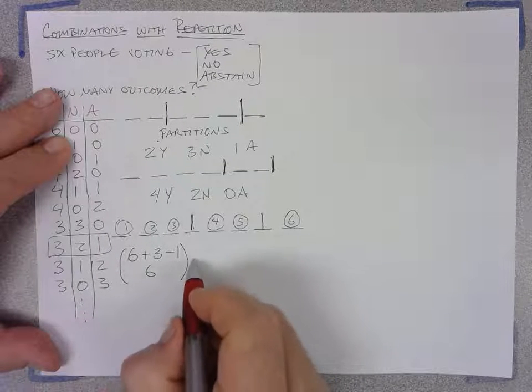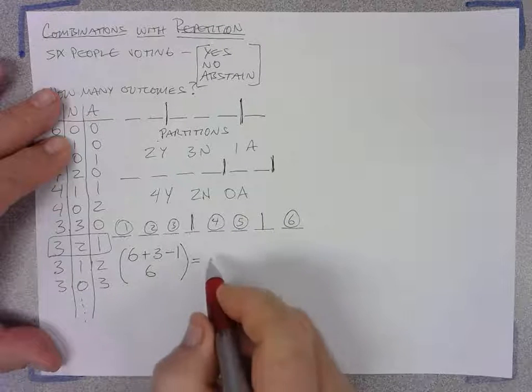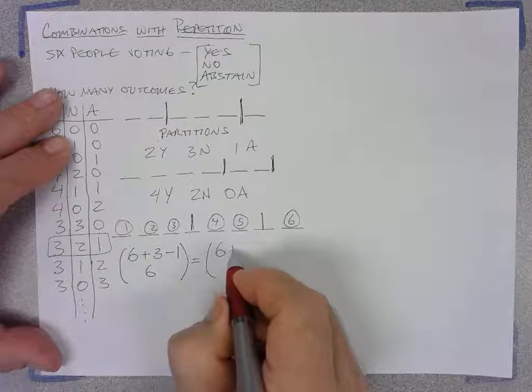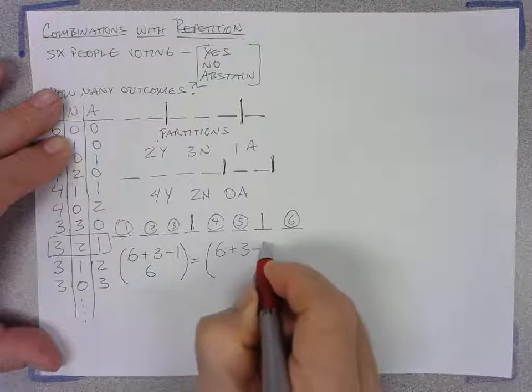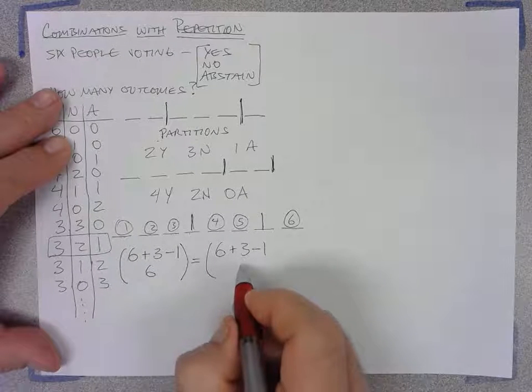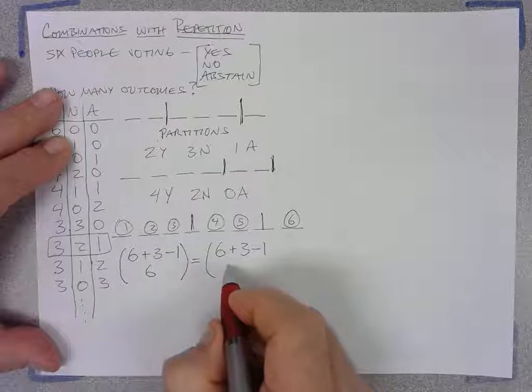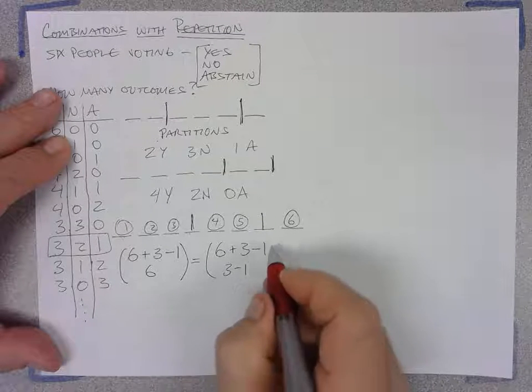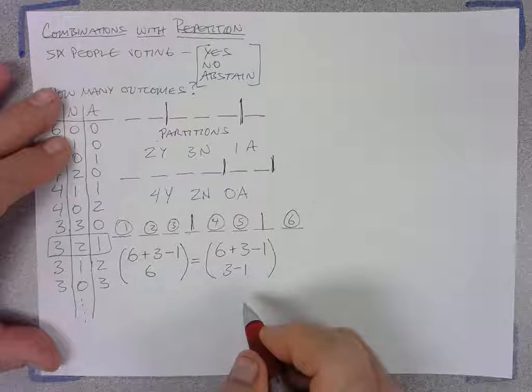Or you could say, well, think about it this way: 6 voters, 3 choices, but we're only going to need 2 partitions. I just want to know where to put the 2 partitions. Okay?